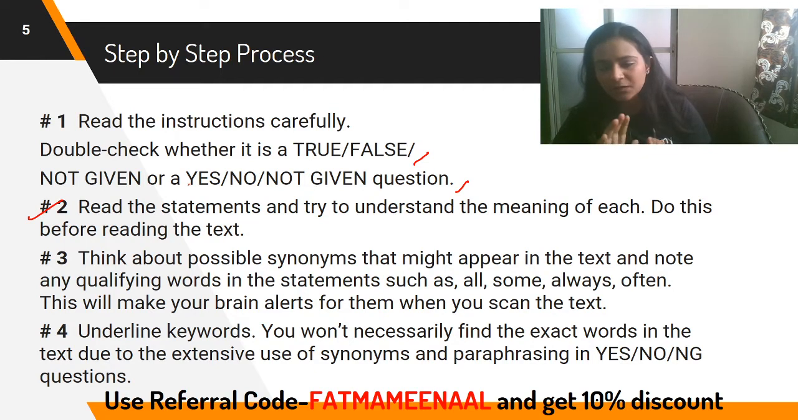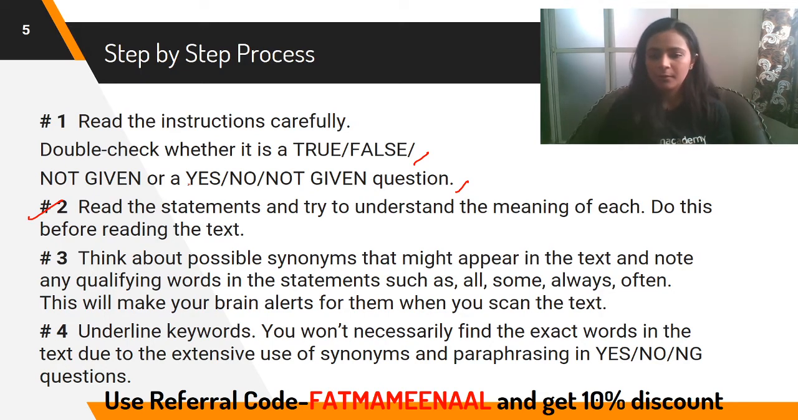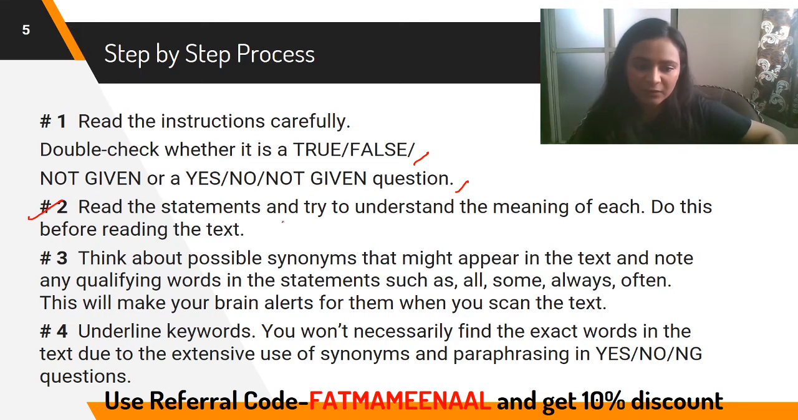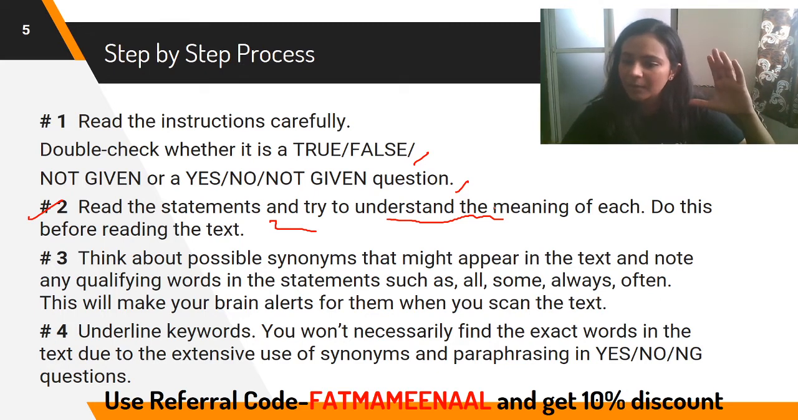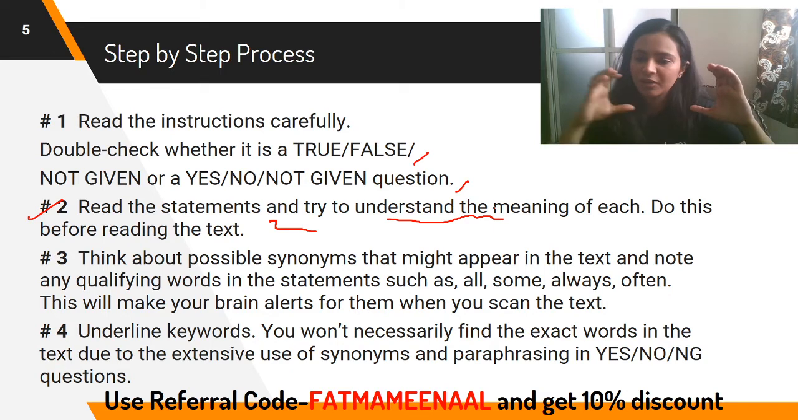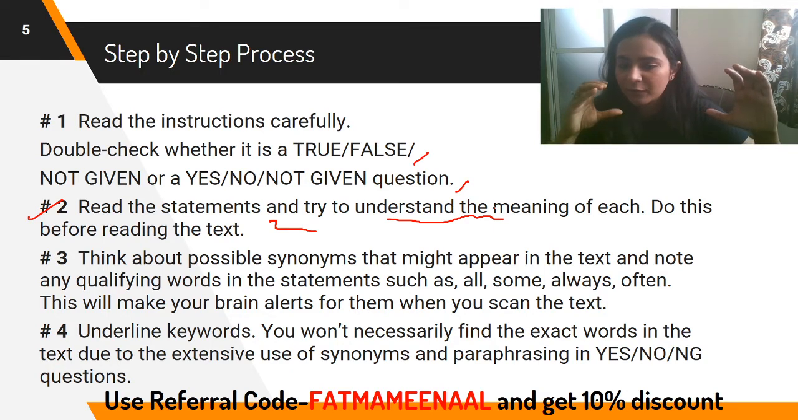Okay, so I personally recommend कि always, no matter which question category it is, make sure you're reading the question statements first, right? So that is going to be your step 2. You're going to go and read your statements, and you're going to try and understand the meaning of each, right? Just don't read it for the sake of reading. Make sure you are understanding, because if you want to skip understanding each and every word and line of the passage, you have to make sure that you're understanding the lines of your question statement.